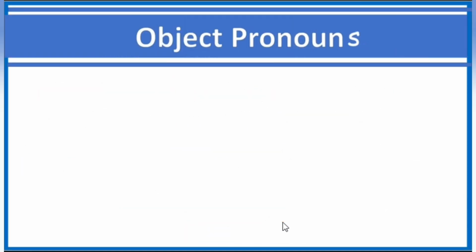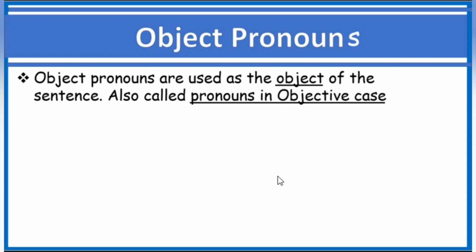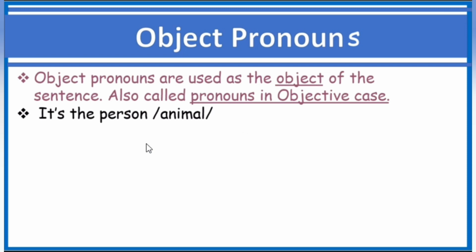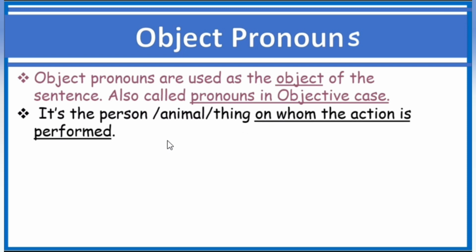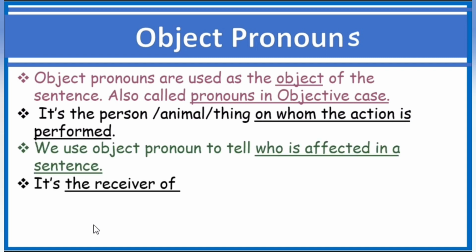Next is the opposite of subject pronoun, object pronouns. Object pronouns are used as the object of the sentence, also called pronouns in the objective case. It is the person, animal, or thing on whom the action is performed. It is not performing the action, the action is performed on it. We use an object pronoun to tell who is affected in the sentence, or we can say it is the receiver of the action. Subject pronoun is the doer of the action, object pronoun is the receiver of the action.